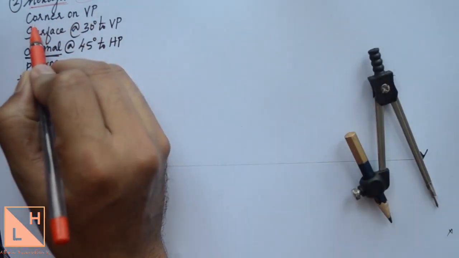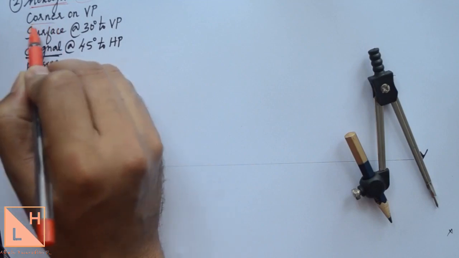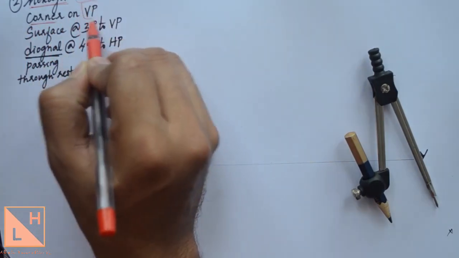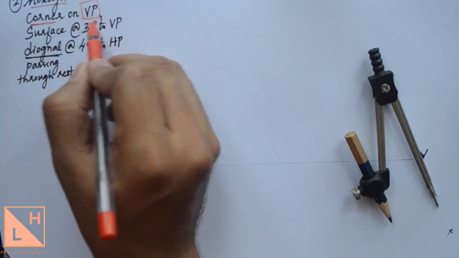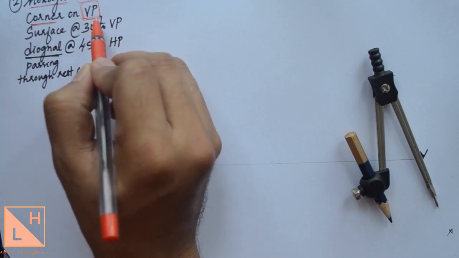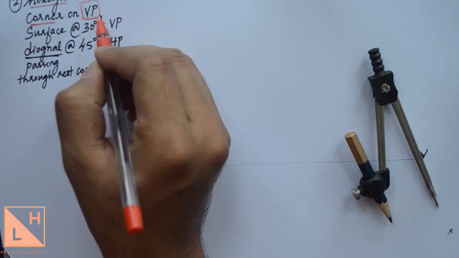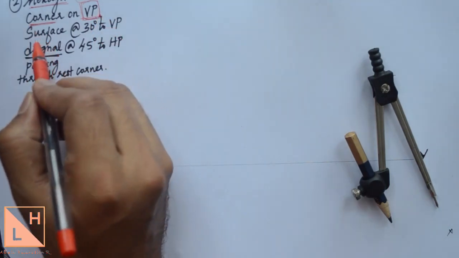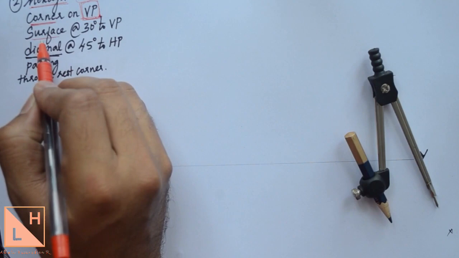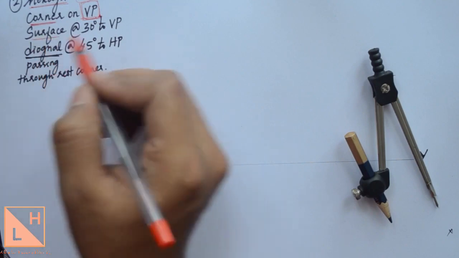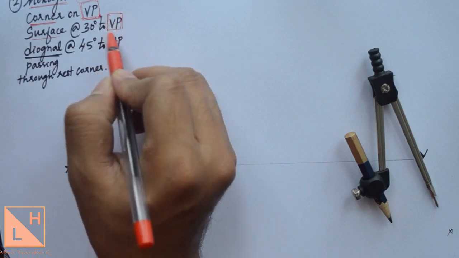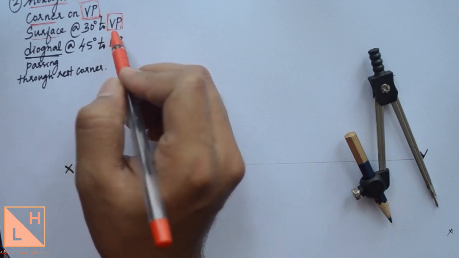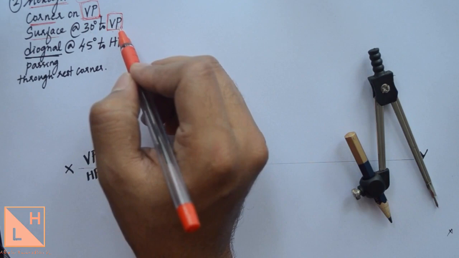You read where the lamina is resting. Like here the lamina is resting on a corner on VP. So we need to draw the plane figure on VP itself. You can get to know that by one more condition also. See where the lamina or surface is inclined to. So in this case the surface is inclined at 30 degree to which plane? It is inclined at 30 degree to VP. So it is clear that we need to draw the plane figure on VP.